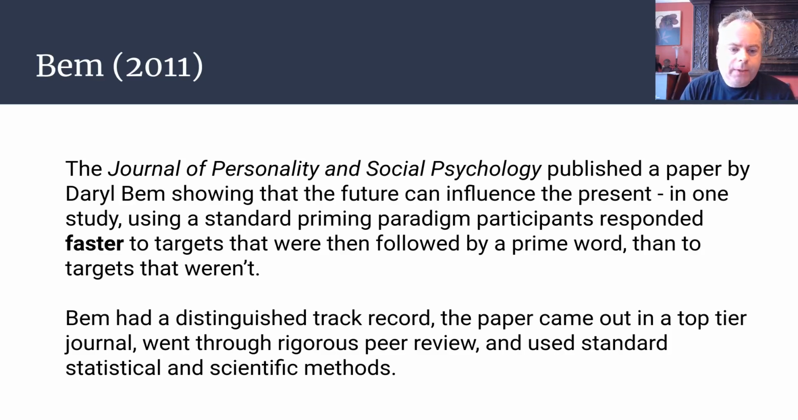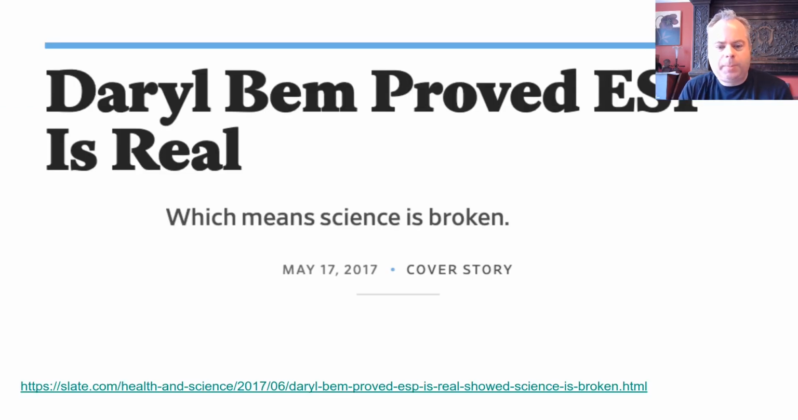And Daryl Bem, he's got a distinguished track record. He's a very well respected scientist. The paper came out in a top-tier journal, Journal of Personality and Social Psychology. It's a very good journal. It went through standard, rigorous peer review, and it used standard statistical and scientific methods, which basically meant that science appeared to be broken.